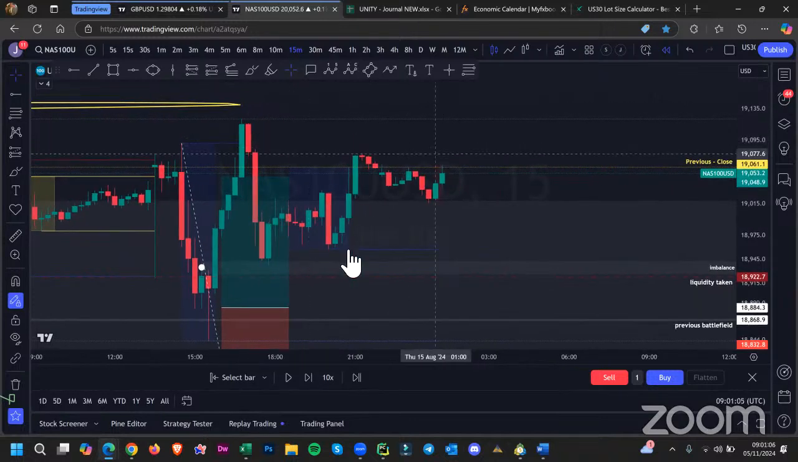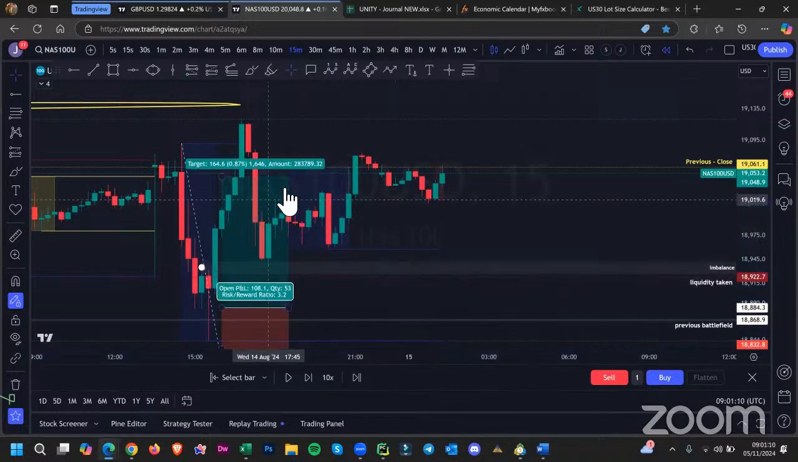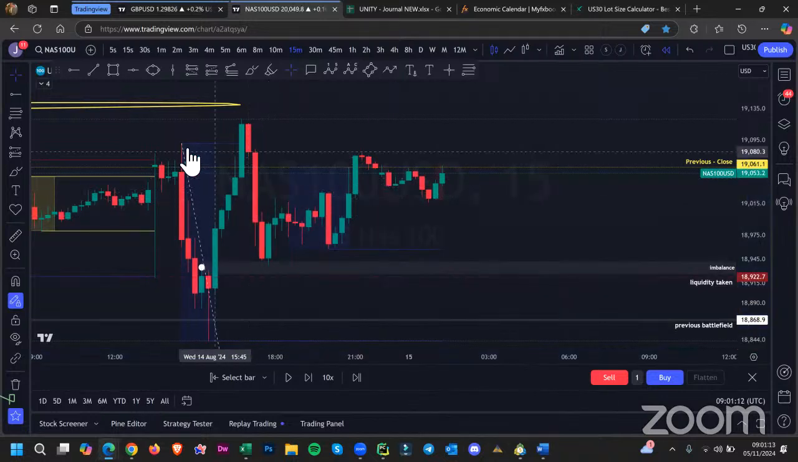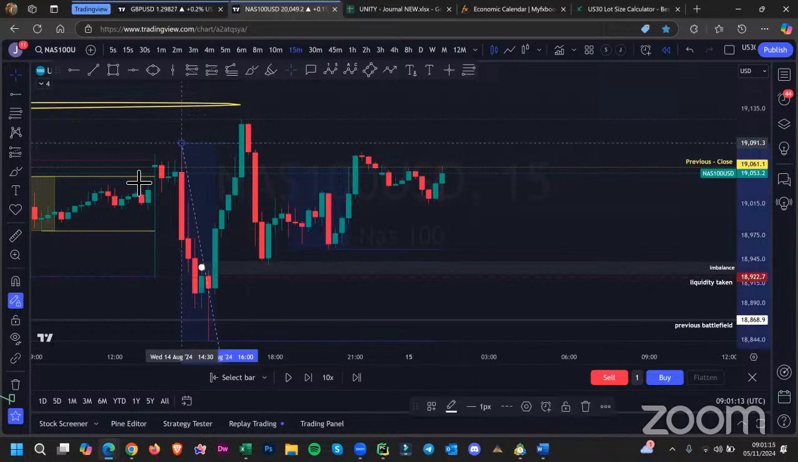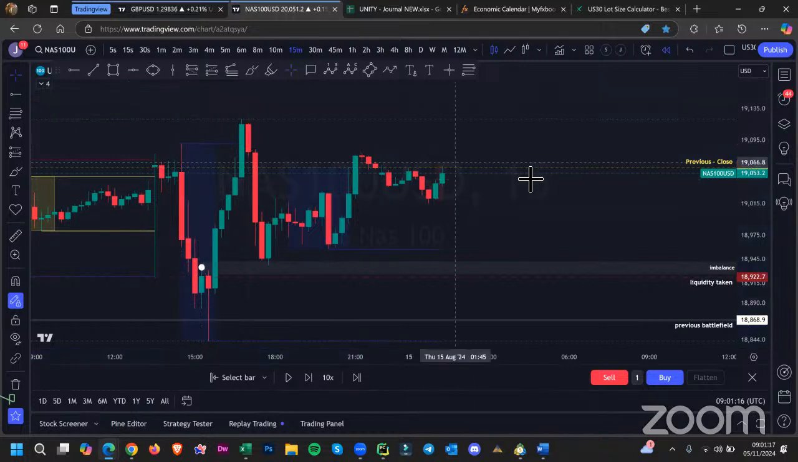I'd like to delete some of the other stuff out of this chart so it's not confusing anybody at home. Let's get rid of that, this, and these lines. We can see this is the previous close. Anything below here is good. The only thing we haven't done is put in our target. Let's quickly go back to here.